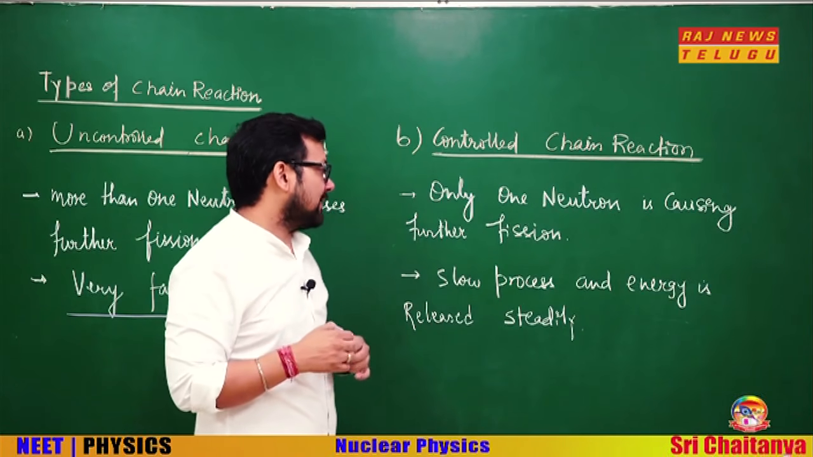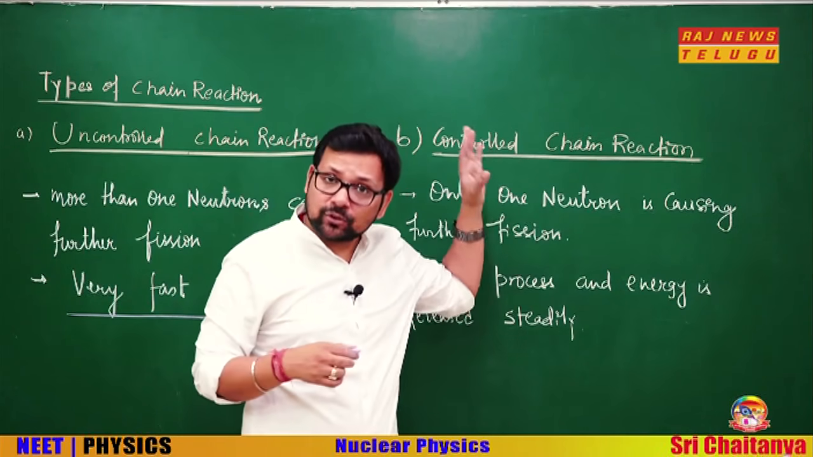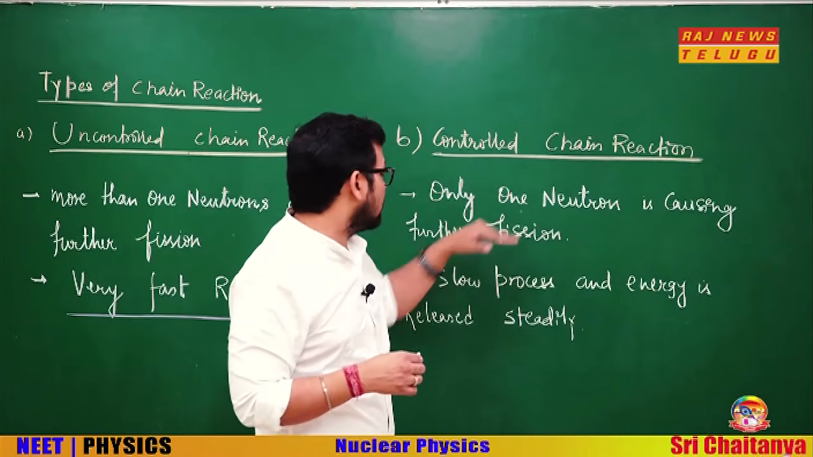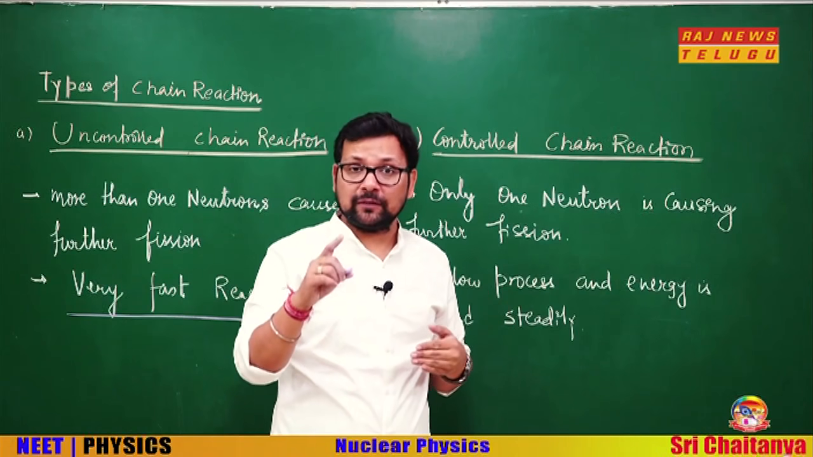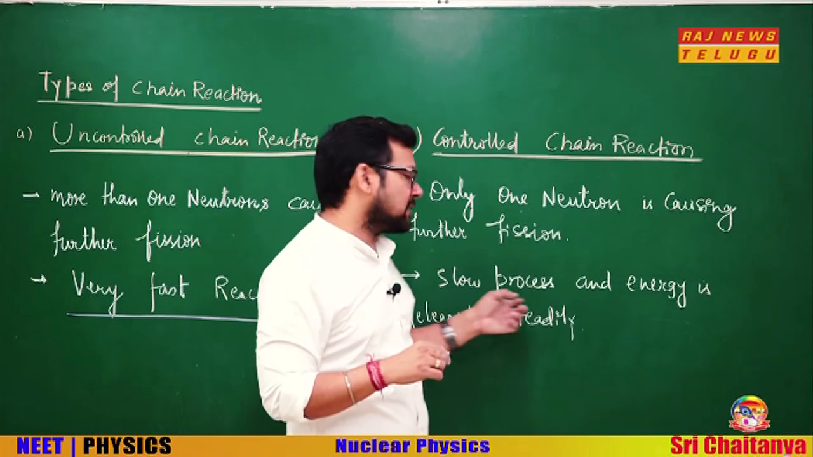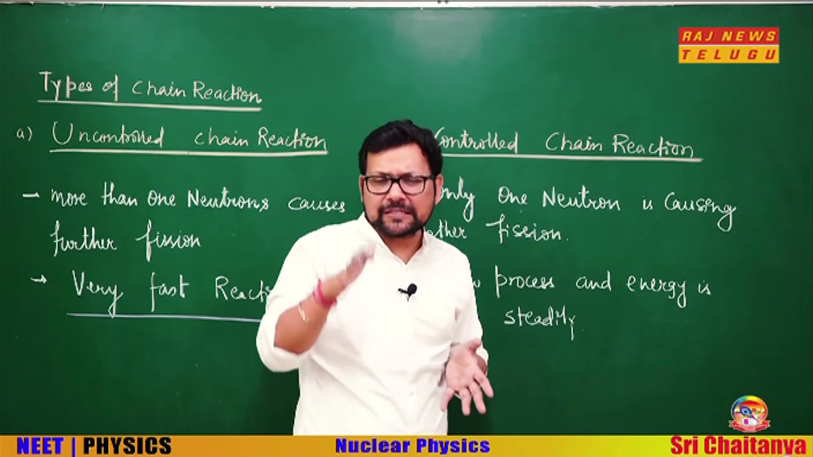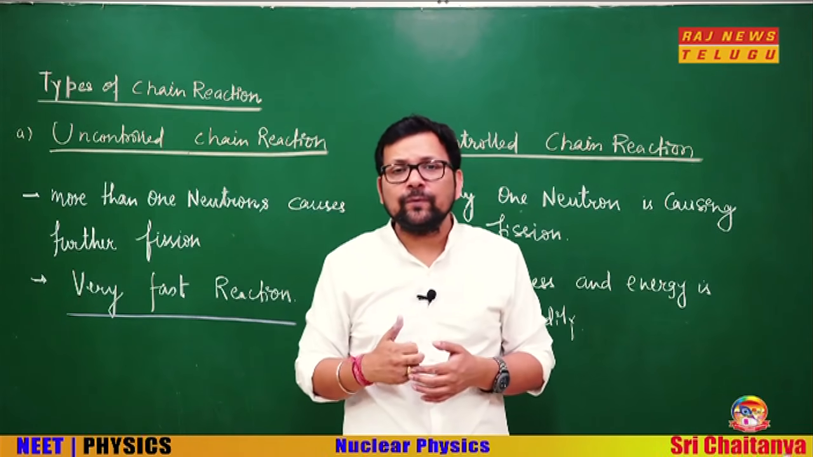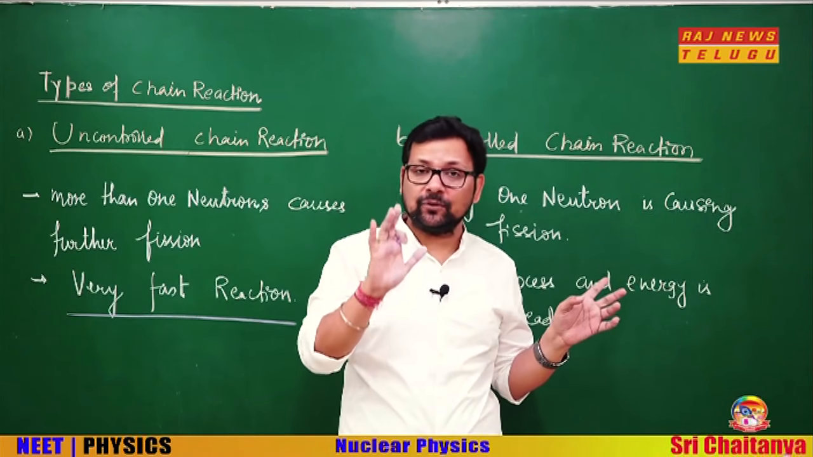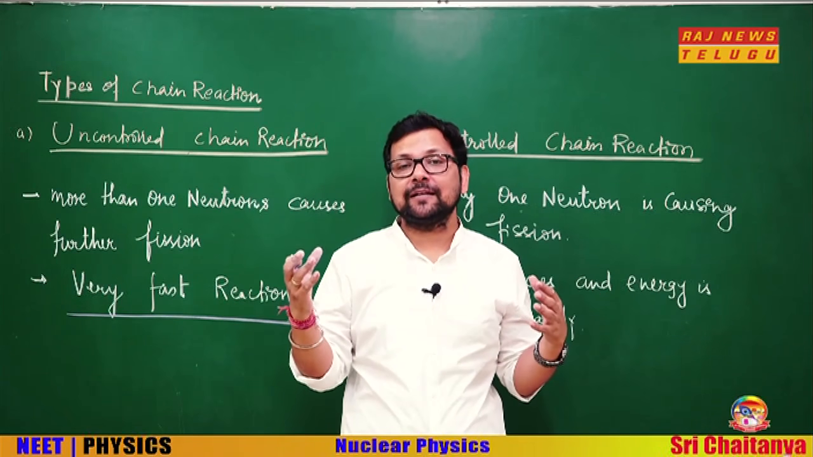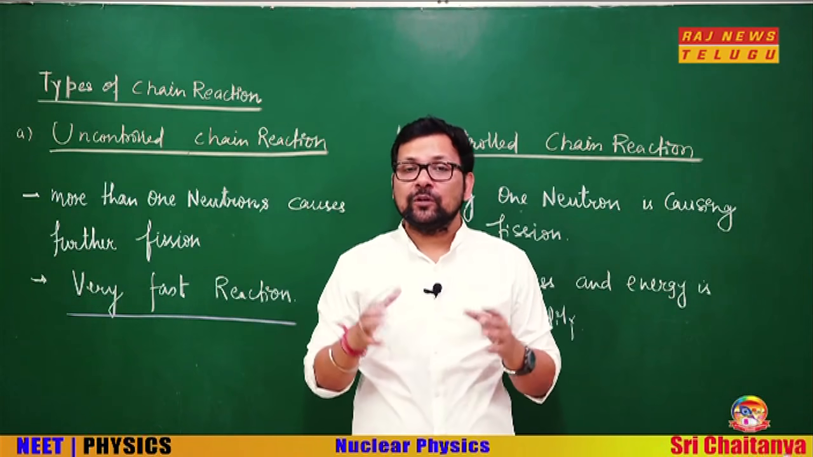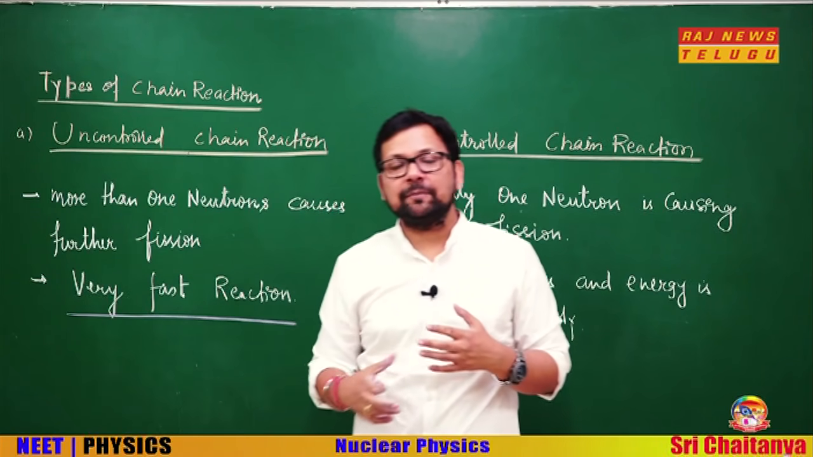Here, controlled chain reaction. Only one neutron, see this is also a chain reaction, but this is controlled. Only one neutron is causing further fission. Only one, more than one is not allowed to do further fission. This is a very slow process and energy is released at a steady pace. So we can use this for a peaceful purpose. Nuclear reactor, don't forget, if the question is asking what type of chain reaction a nuclear reactor has: controlled. Atom bomb, uncontrolled.